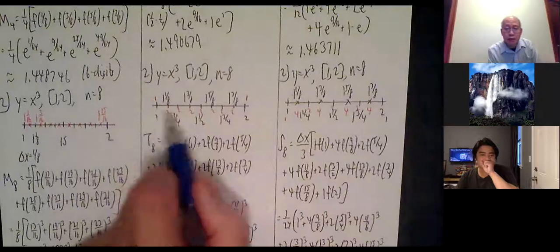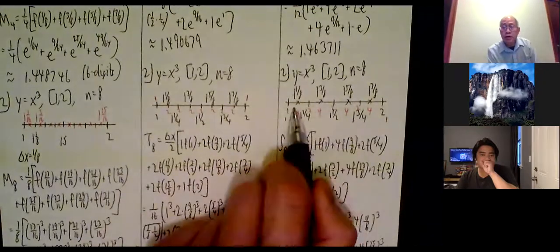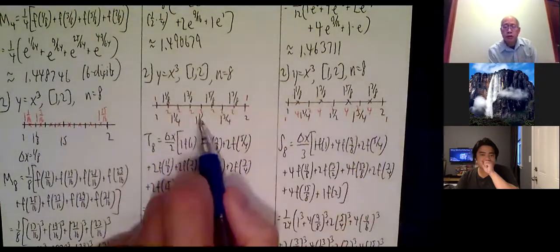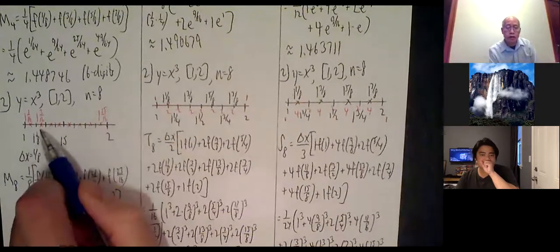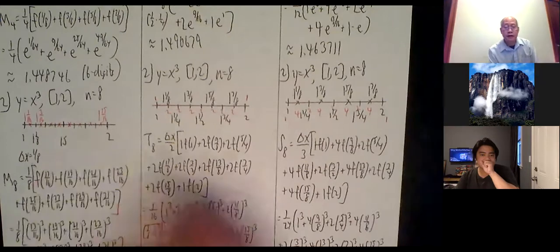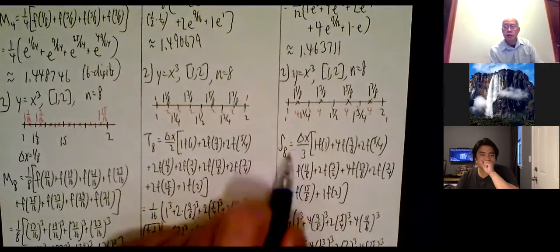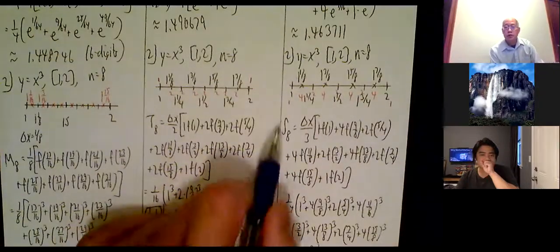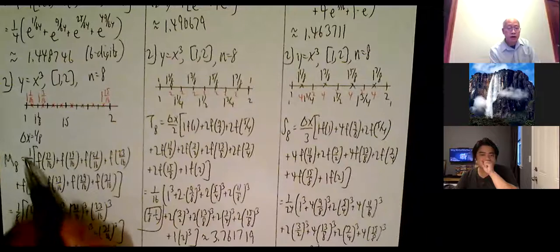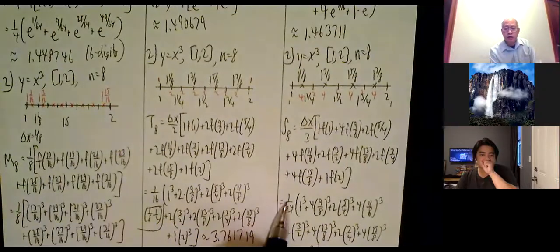Okay, so delta x over 3. Use the same endpoints here as here. Simpson's rule, trapezoidal rule, you use the same points, only these endpoints. Don't use the midpoints. When do you use the midpoints? When you're doing the midpoint rule, so only for midpoints. So delta x over 3: delta x is 1/8, divided by 3 is 1/24.